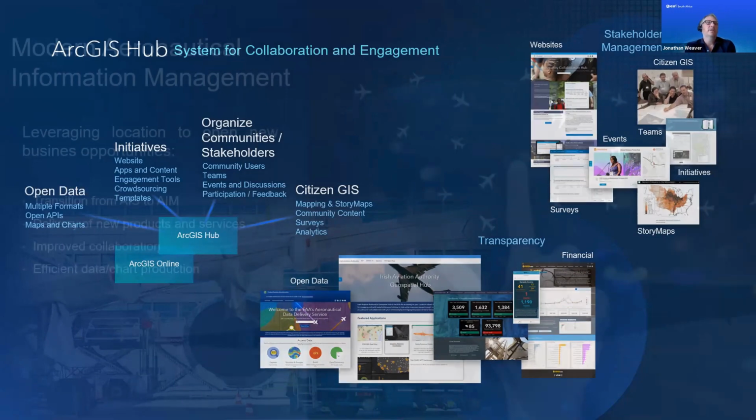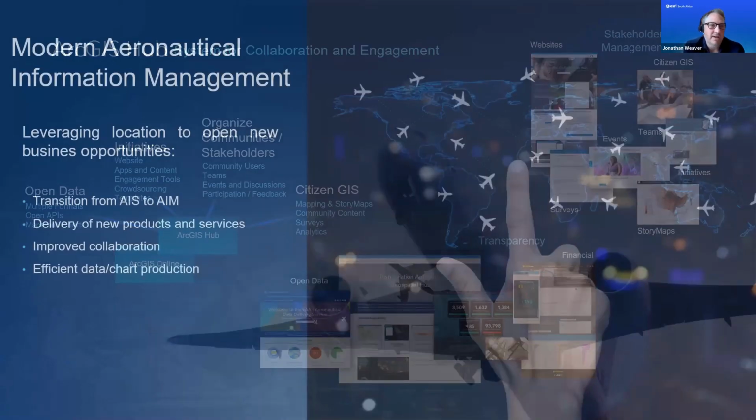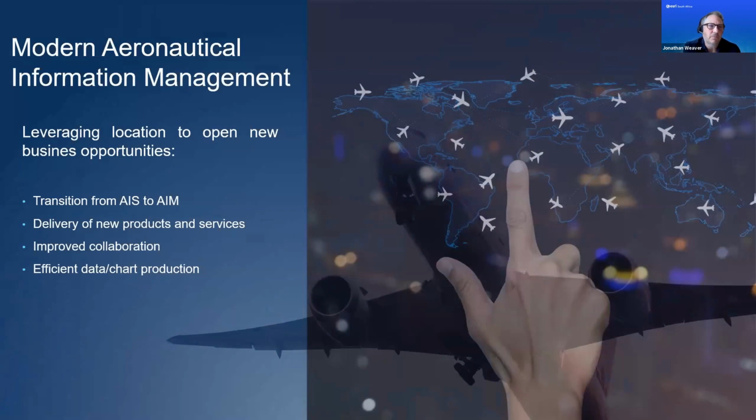So we'll transition a little bit into what we would call a modern aeronautical information management system. So being able to leverage location to open up new business opportunities. We see this happening more and more across different civil aviation authorities, air navigation service providers, airports, really across the planet here. A lot of this was driven from the transition from AIS to AIM. We'll talk a little bit about that as well. But it's about how we can start to reimagine some of these workflows so we can create new products and services.